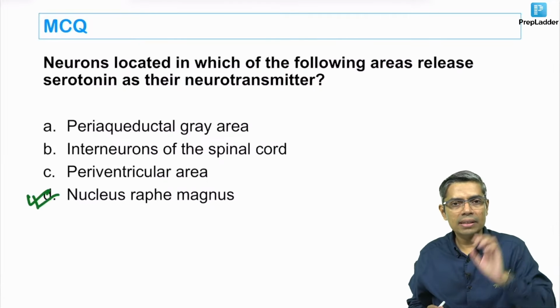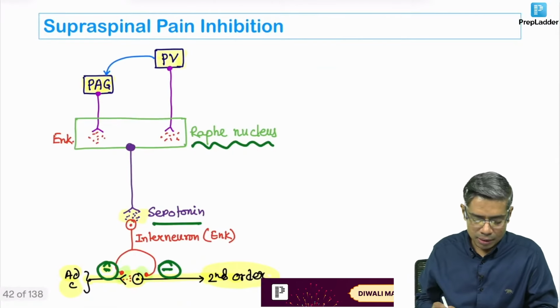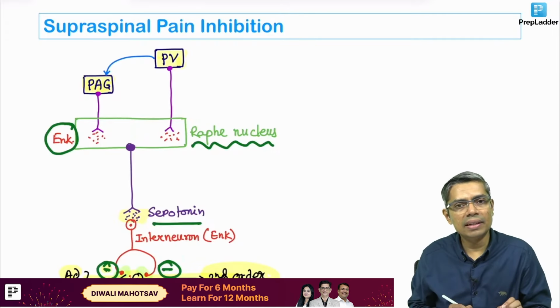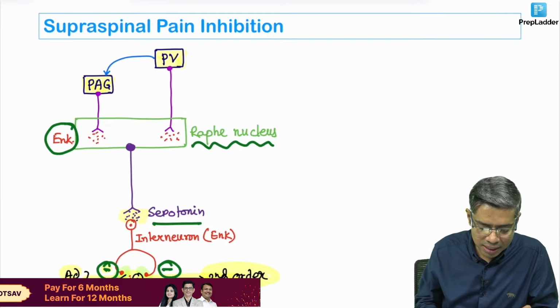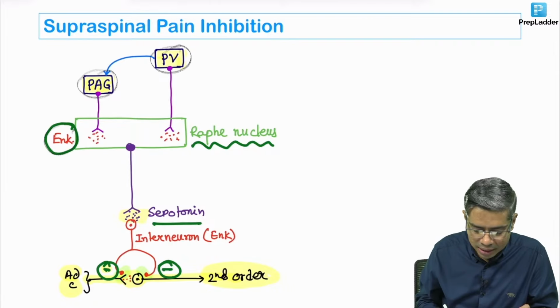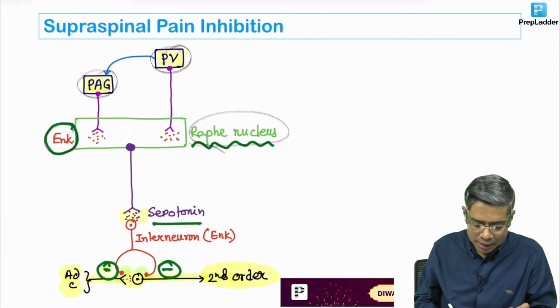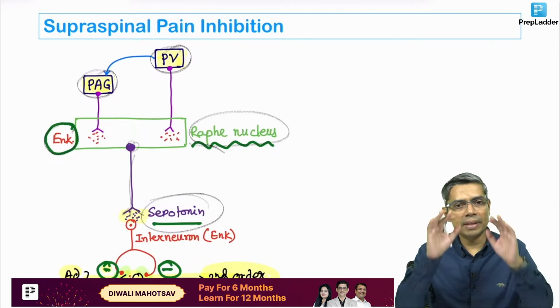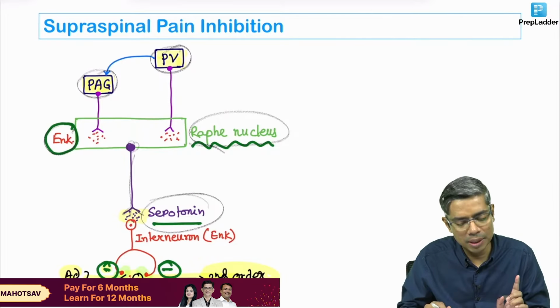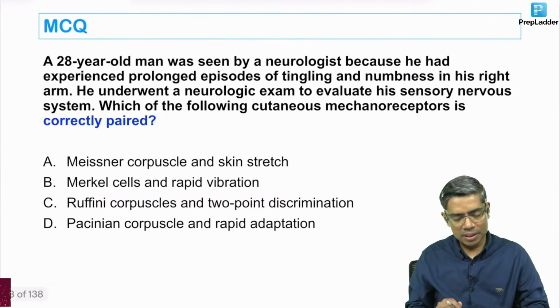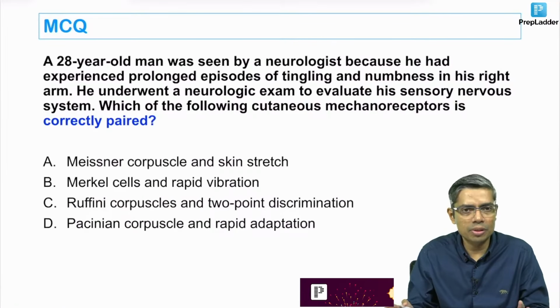So periaqueductal gray matter and periventricular area, what is the neurotransmitter from those nuclei? Enkephalin is the neurotransmitter. So that is why it is written here that periaqueductal gray matter and periventricular area release enkephalin at the level of the raphe nucleus magnus, and then the raphe nucleus sends neurons to the spinal cord which release serotonin. All of them can inhibit the pain pathway at the level of the spinal cord. This is known as the supraspinal pain inhibition pathway. Okay, brief discussion, but I believe these are the most important information.